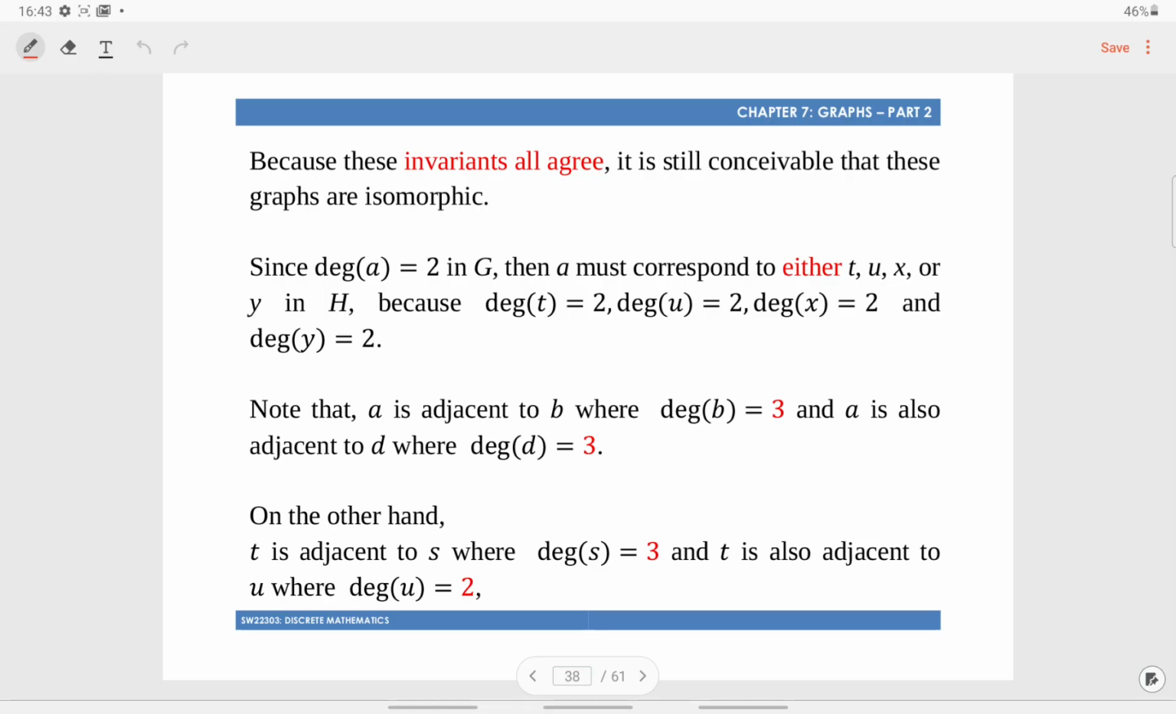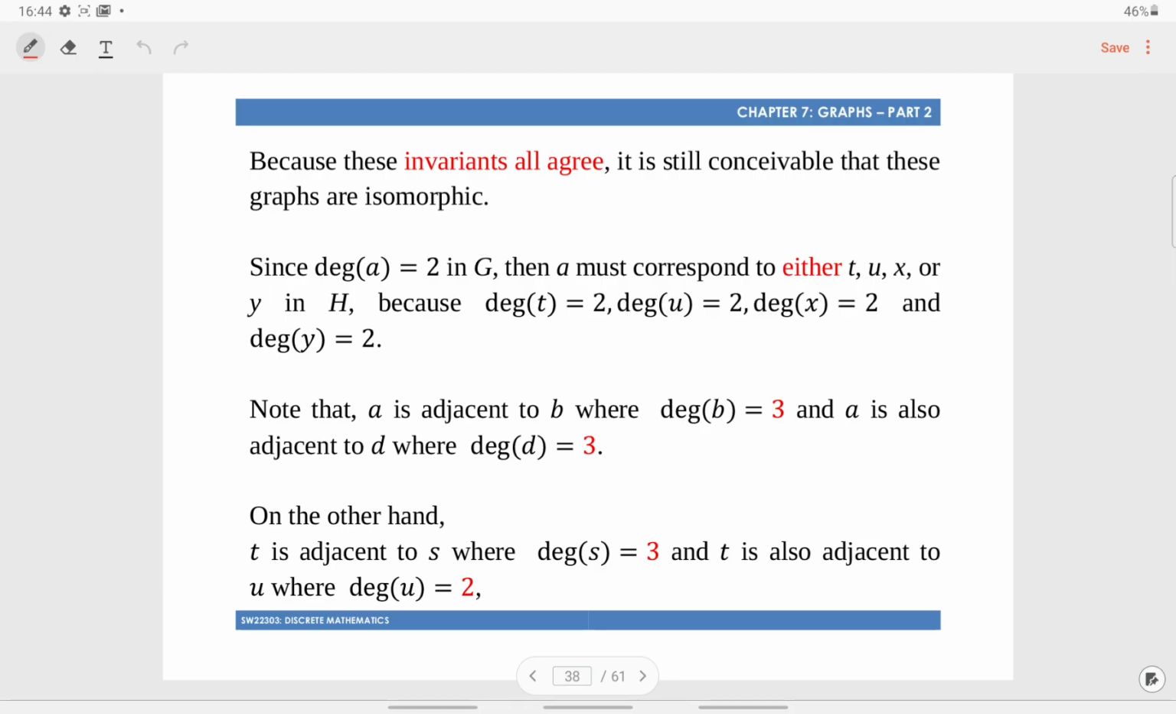Next, since the degree of A equals 2 in G, A must correspond to either T, U, X or Y in the graph H, because these are the vertices with degree 2 in the graph H. Note that the vertex A is adjacent to B, where the degree of B equals 3, and A is also adjacent to D, where the degree of D equals 3.